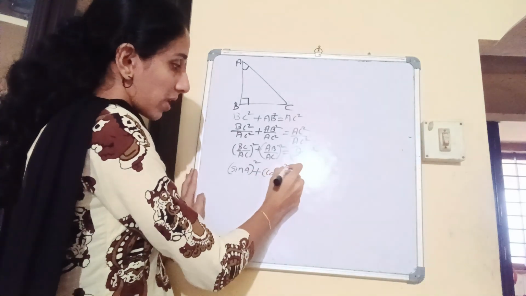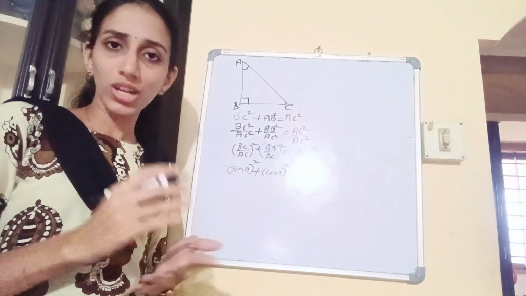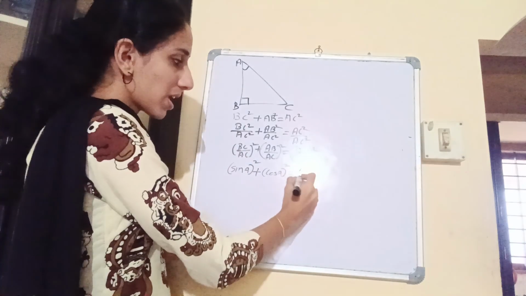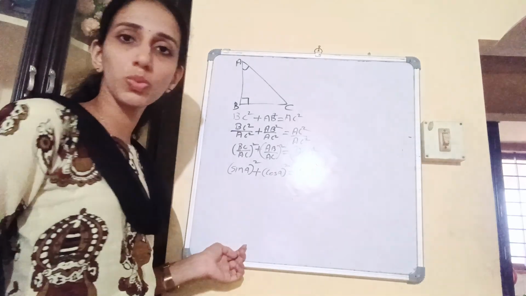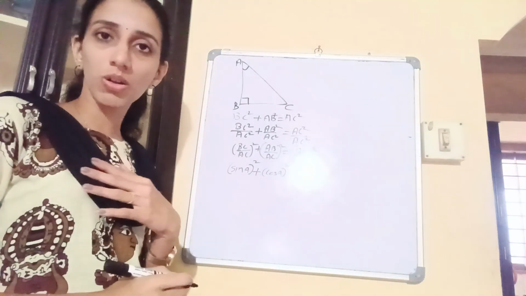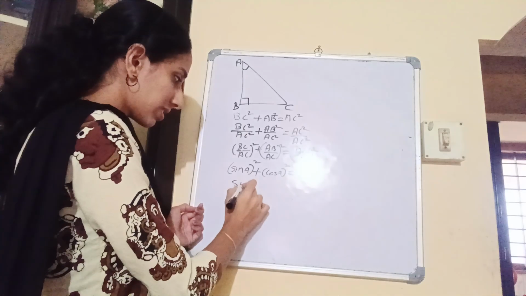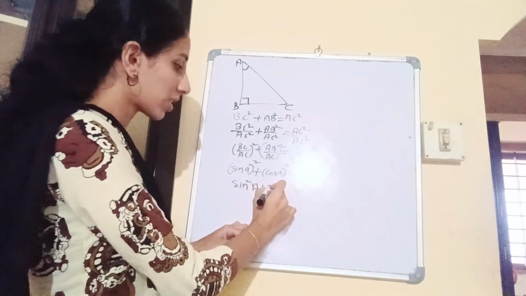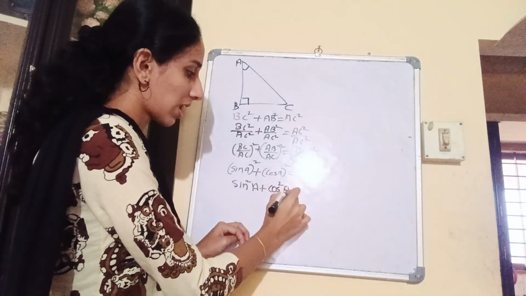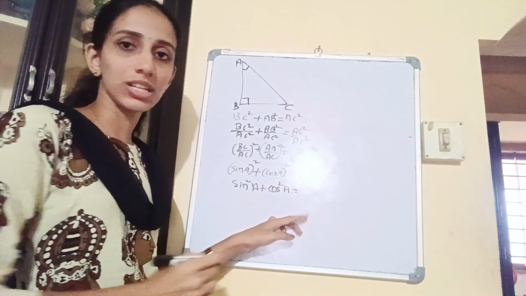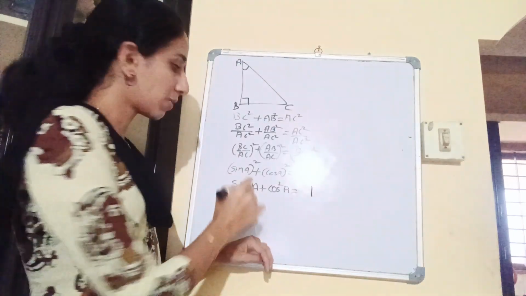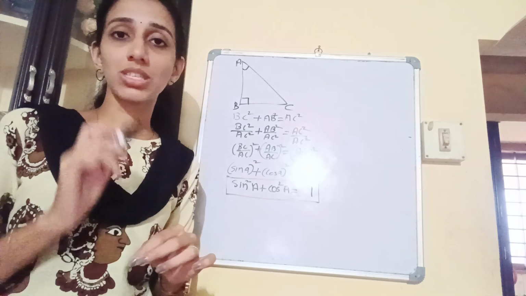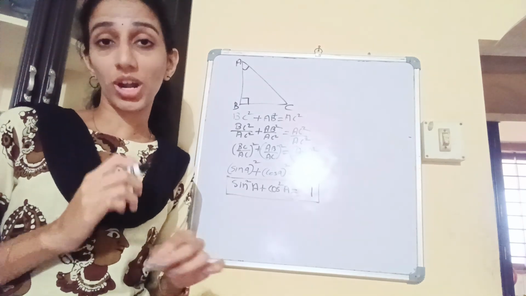Cos A whole square equal to AC by AC. What is a number divided by that number itself? It is 1. That is, AC by AC can be written as 1, that is 1 square. So we can write it as sin square A plus cos square A equal to 1 square, that is 1. So that is the first trigonometric identity, that is sin square A plus cos square A is equal to 1.